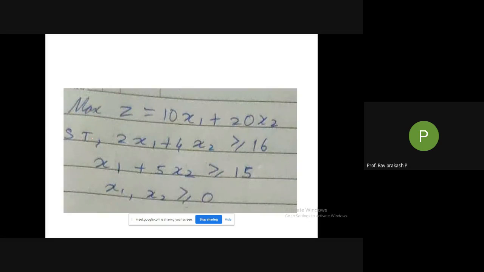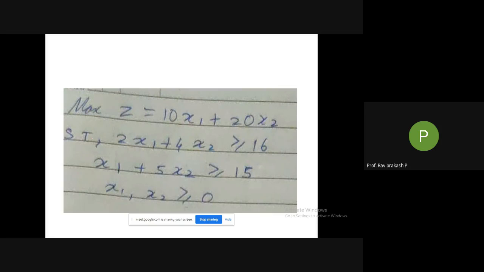Max z is equal to 10x1 plus 20x2. This is the objective function. Next line, subject to, 2x1 plus 4x2 greater than or equal to 16.